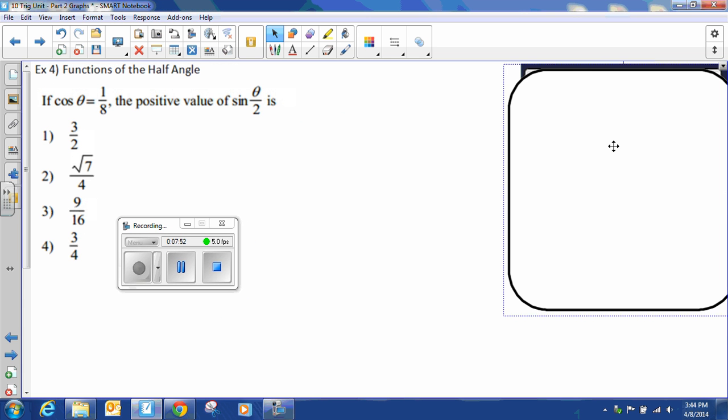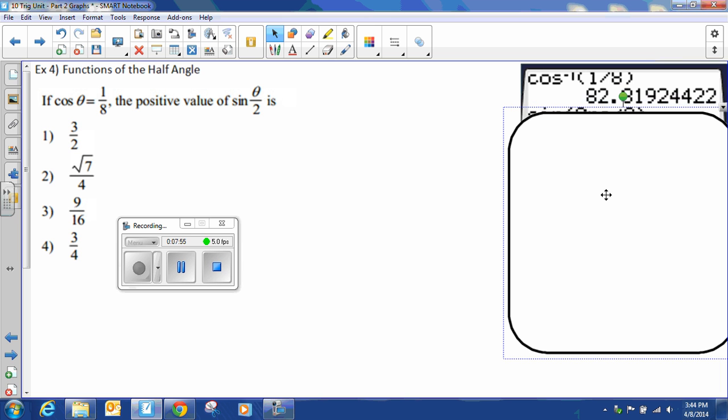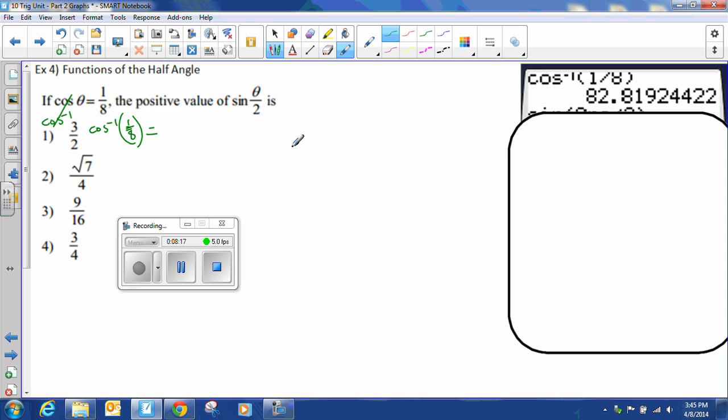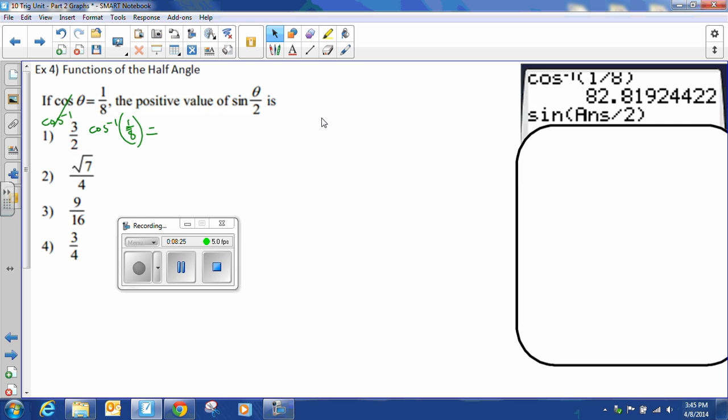Okay, example 4. We're going to simply do this on the calculator. As you can see, we have cosine of theta equals 1/8. We want to find sine of theta over 2, so we want to find out what the value of theta is. So we've got to take the inverse cosine of both sides. That cancels that out. And the inverse cosine of 1/8 equals, well, we're going to let the calculator do the work, 82.8 and some change.